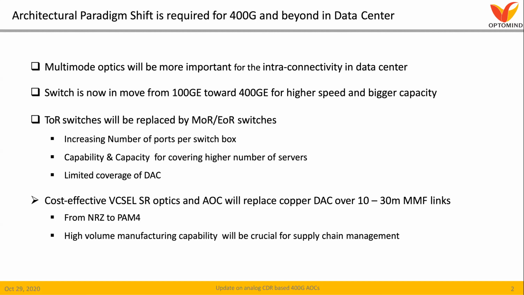The DAC could not cover middle-of-row or end-of-row reach for a 400 gigabit per second data rate. VCSEL SR optics and AOC will replace copper DAC over 10 meters with multimode fiber links. The market volume requires high-scale manufacturing of AOC and SR optics modules to meet supply chain management without shortage of the product.